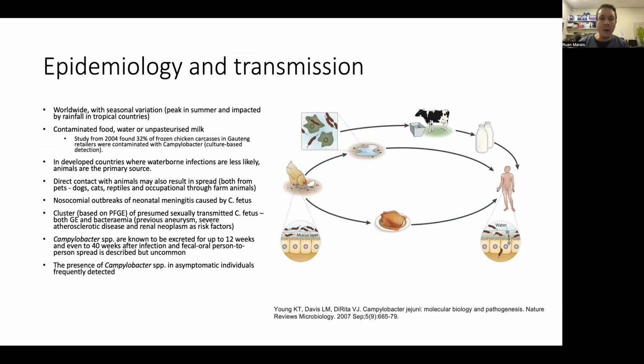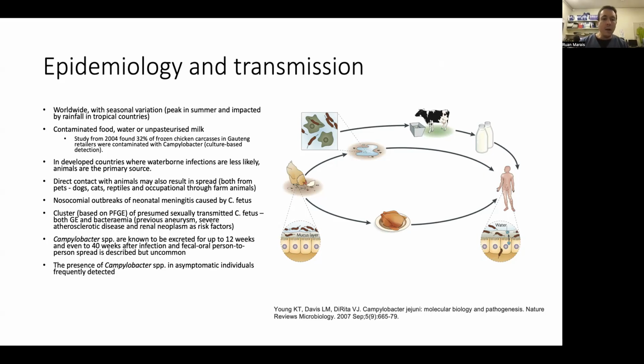So in terms of epidemiology and transmission, it's worldwide, generally from contaminated food, water, and unpasteurized milk. A study in 2004 in Gauteng found 32% of frozen chicken carcasses were contaminated by Campylobacter, and that was culture-based detection. In developed countries where waterborne infections are less likely, the animals tend to be the primary source. You can get spread from direct contact with animals, and nosocomial outbreaks have been reported, specifically neonatal meningitis with Campylobacter fetus.